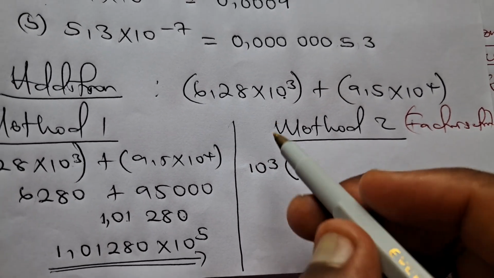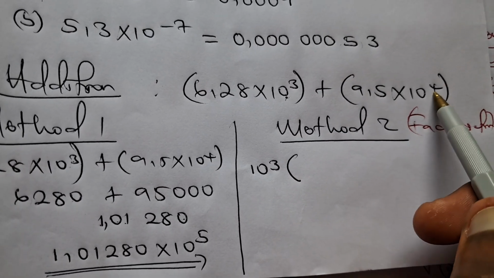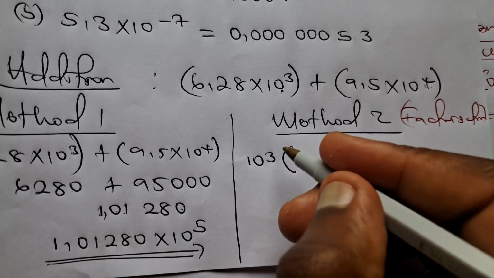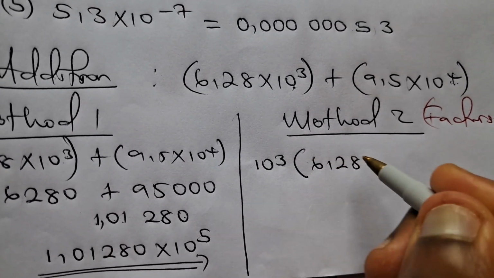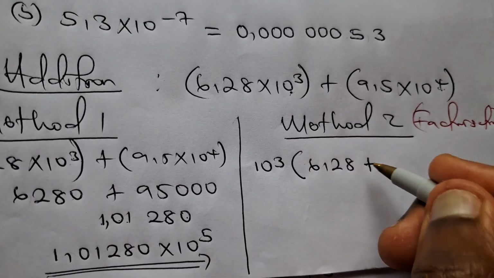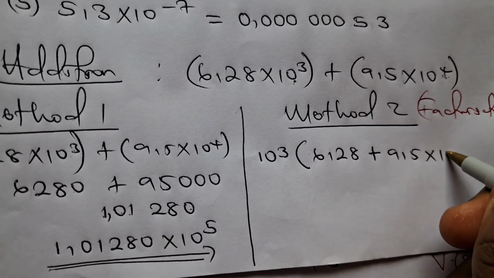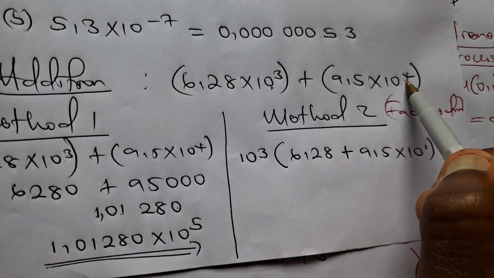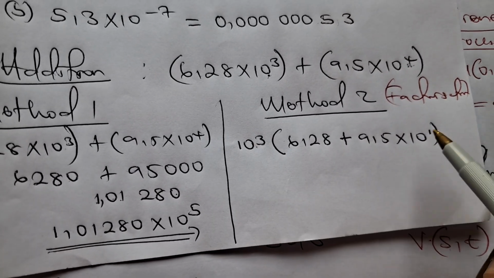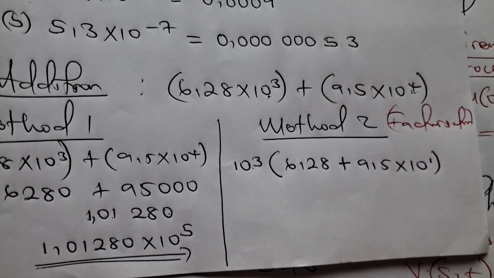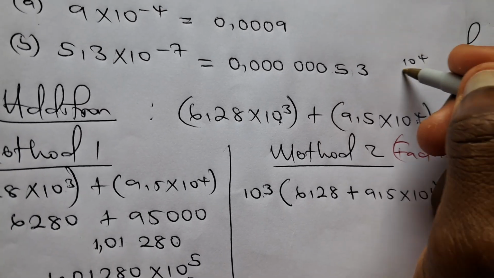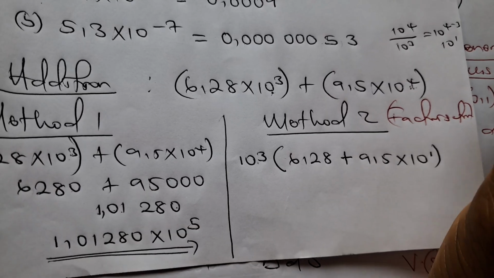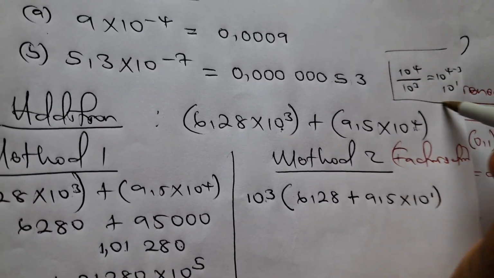You are not factorizing, because 10 to the power 3 is already in 10 to the power 4. So you're going to say 6.28 plus 9.5 times 10 to the power 1. Why to the power 1? Because 10 to the power 4 divided by 10 to the power 3, you get 1. Where did the 1 come from? Remember, 10 to the power 4 over 10 to the power 3 is 10 to the power 4 minus 3. Then you get 10 to the power 1. Simple as this. I have illustrated this here.